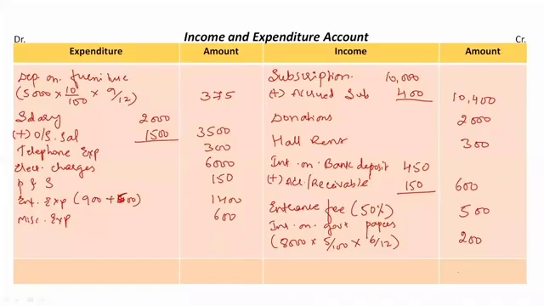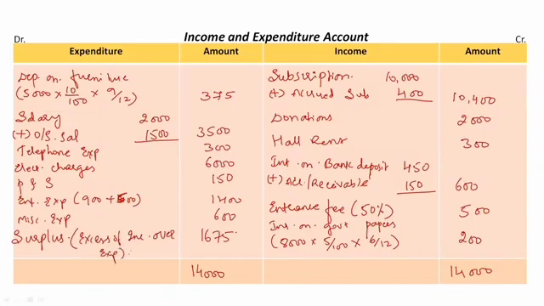So the credit side is bigger here. The total on the credit side is 14,000 rupees. So write the same as it is, 14,000. And I'm getting the difference or the balancing figure on the debit side, rupees 1,675 is the difference. We call it surplus. You can write excess of income over expenditure.